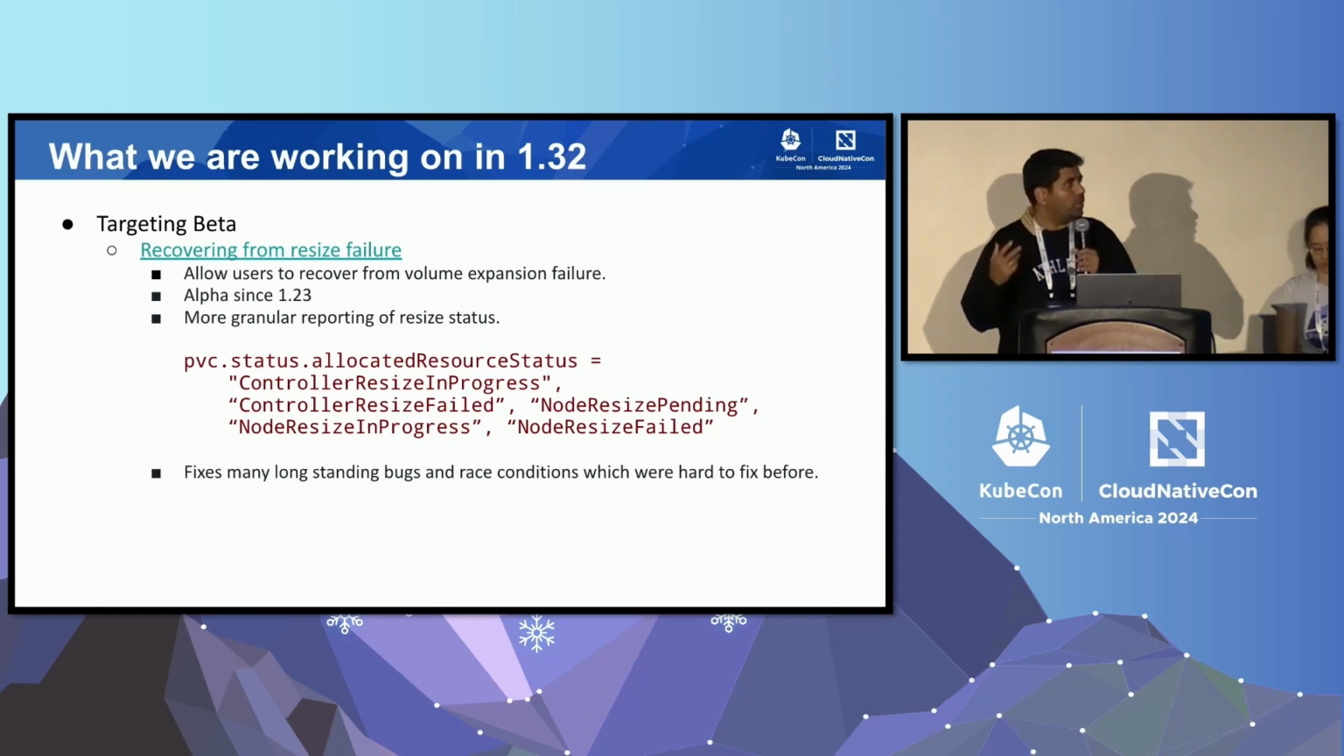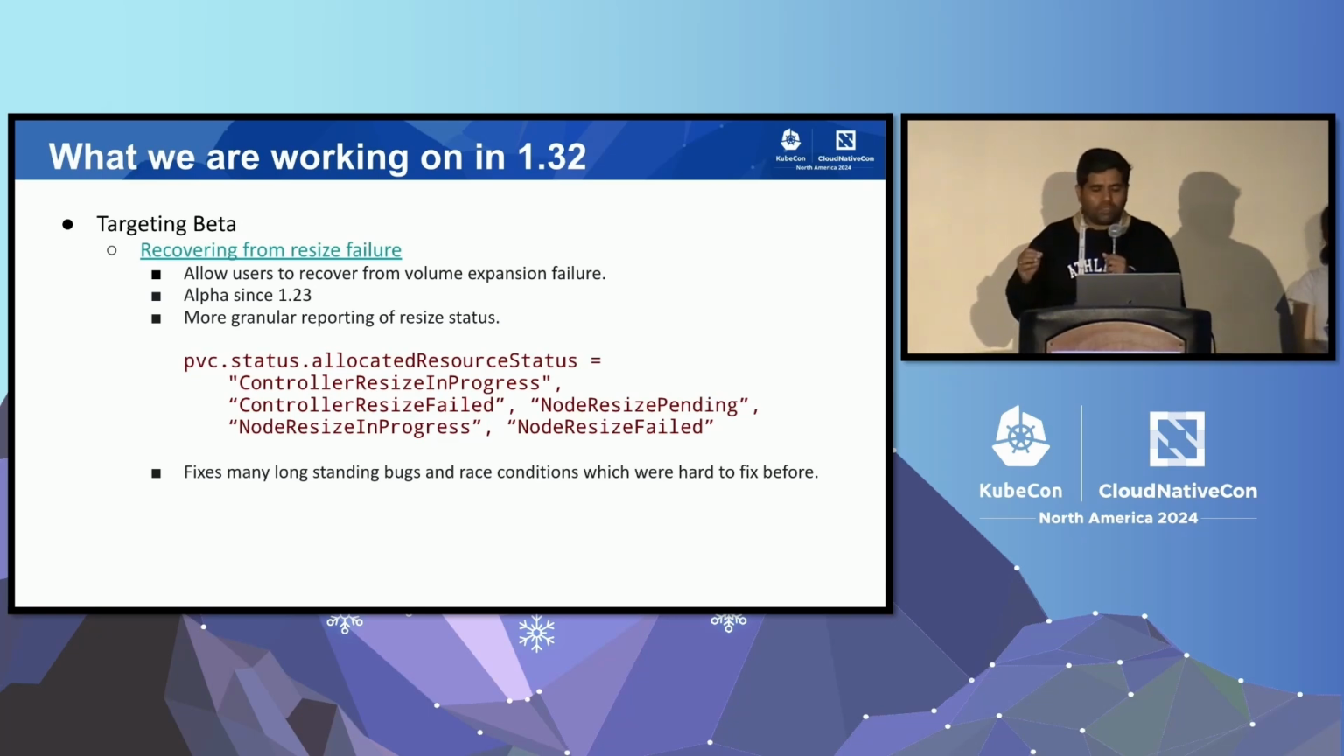So if you have used volume expansion, you might have seen that if you expand the size to too big of a value, I don't know, accidentally, or the storage provider doesn't have enough size available, it just gets stuck. There's no way to recover from that. There's a manual process, but it's pretty lengthy. So having this feature will allow you to reduce the volume size and retry volume expansion.